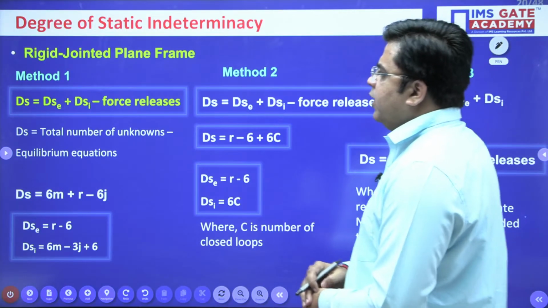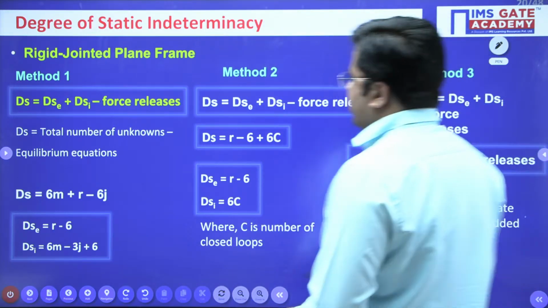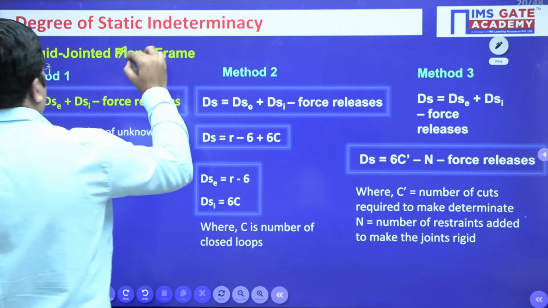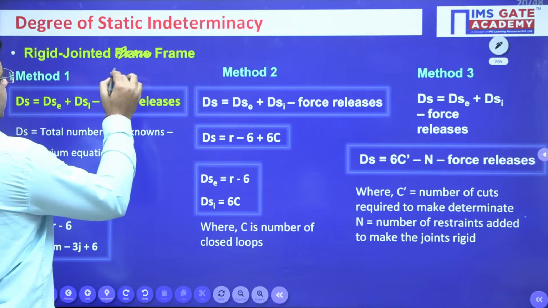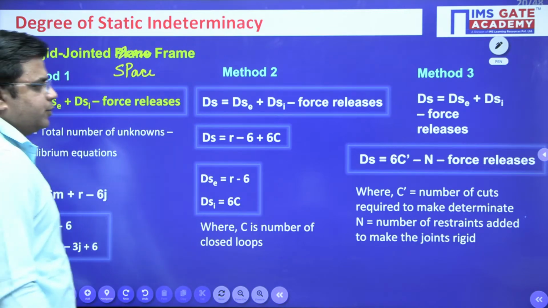Next we have rigid jointed space frame, right? This is a space frame, not a plane frame. This is a rigid jointed space frame.